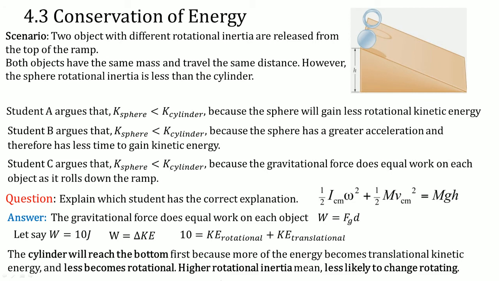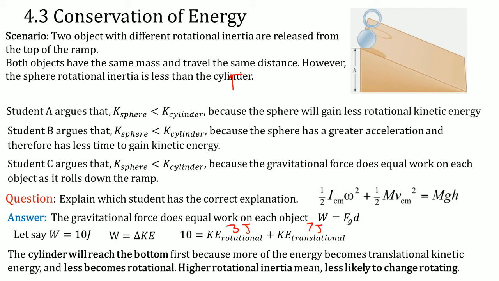The cylinder will reach the bottom first because it will have more translational kinetic energy. So KE translational is more, and KE rotational is less. So it's like the value 7 joules here, and this is 3 joules here. The reason for that is because the rotational inertia is higher than the other object. So the cylinder has higher rotational inertia.